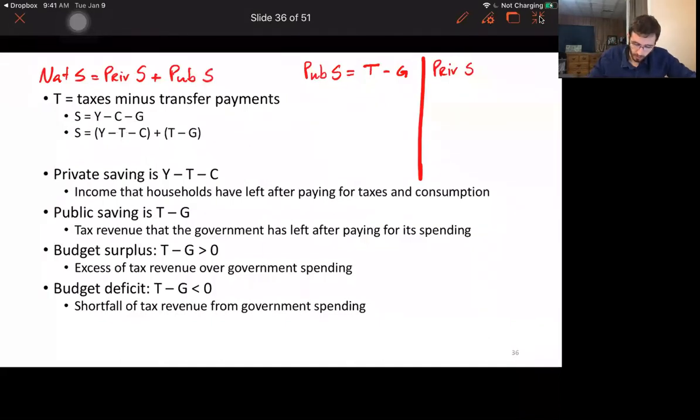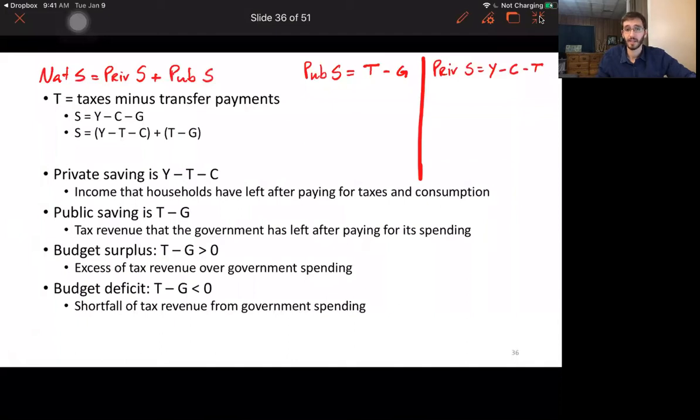So how can we decompose from the GDP formula what private savings is? Well, we know there's an output in the economy, that's total production. And we know that from the total production, people are going to consume, and not only that, people are going to have to pay taxes.